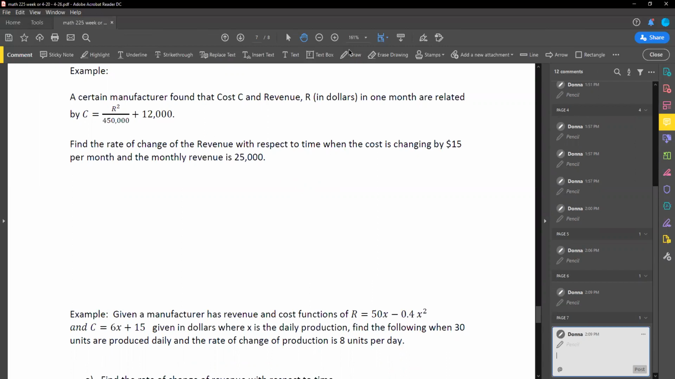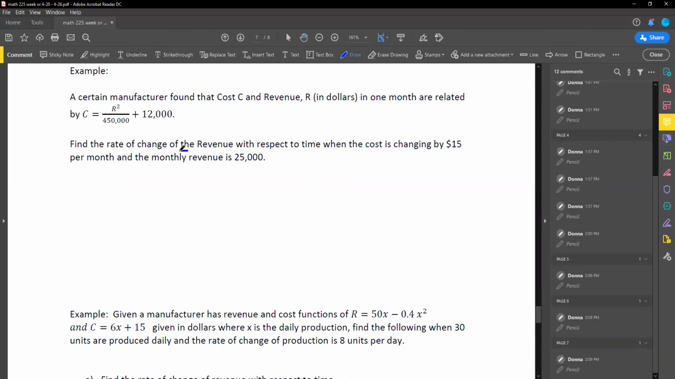So this is what I'm after. I'm going to underline that. When the cost is changing by $15 per month. So the cost is C, so what they're giving you here is dC/dt, right? That's something you're going to plug in at the end. And the monthly revenue is $25,000, that's your R. Okay, what am I trying to find? I'm trying to find the rate of change of revenue with respect to time. So I'm trying to find dR/dt.